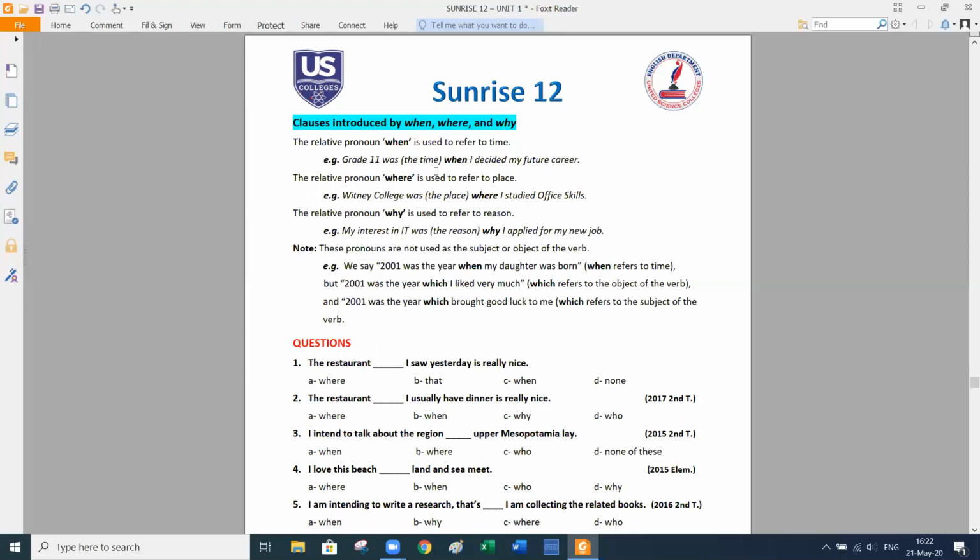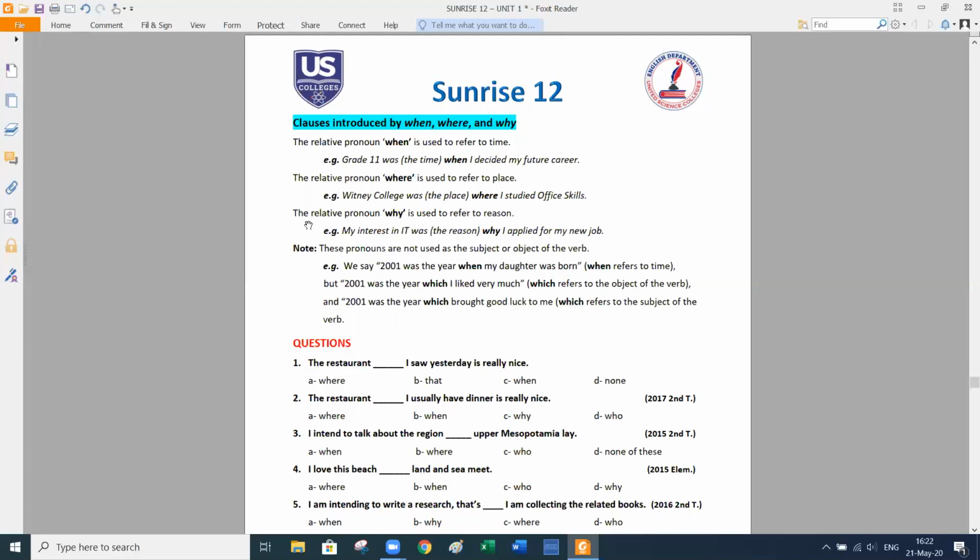Grade 11 was the time when I decided my future career. So I refer to time, that's why I use when here. And in the second example, Whitney College was the place where I studied office skills. I studied office skills there, in that college. So I refer to a place, there. It was the place where I studied office skills.